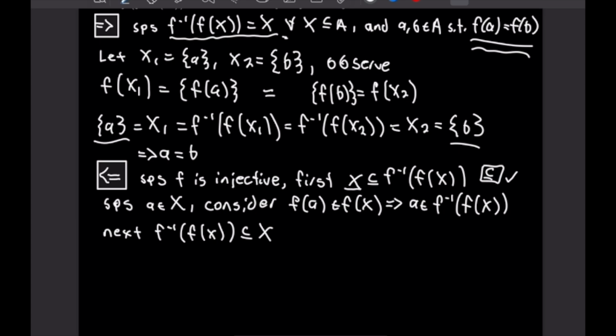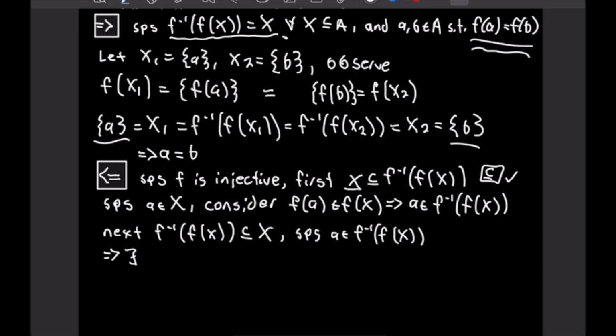And since we didn't use injectivity for our first inclusion, we must use injectivity for our second inclusion. So just like before, we're going to suppose that we have an arbitrary element A, which is from our preimage of the image of x. And we want to show that that means that A is in x. And so here is where we're going to use injectivity.